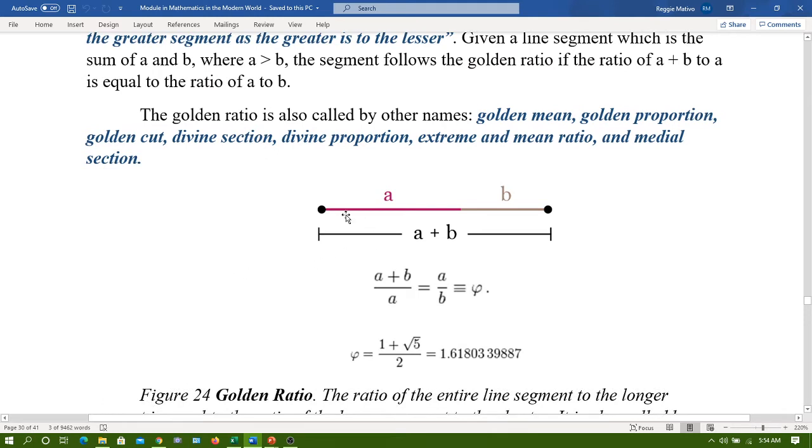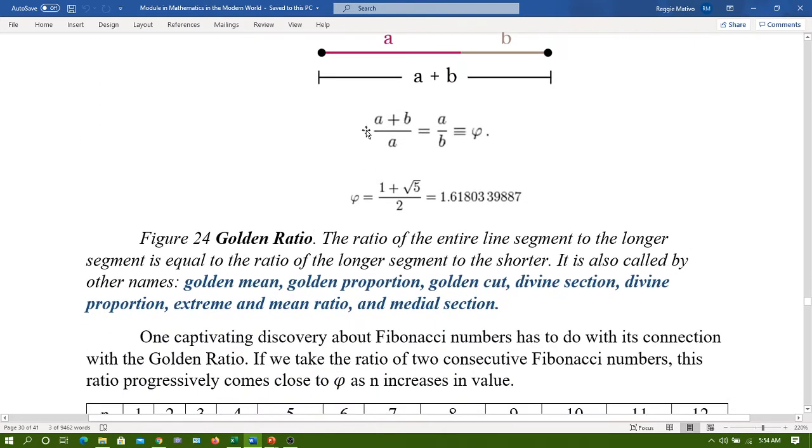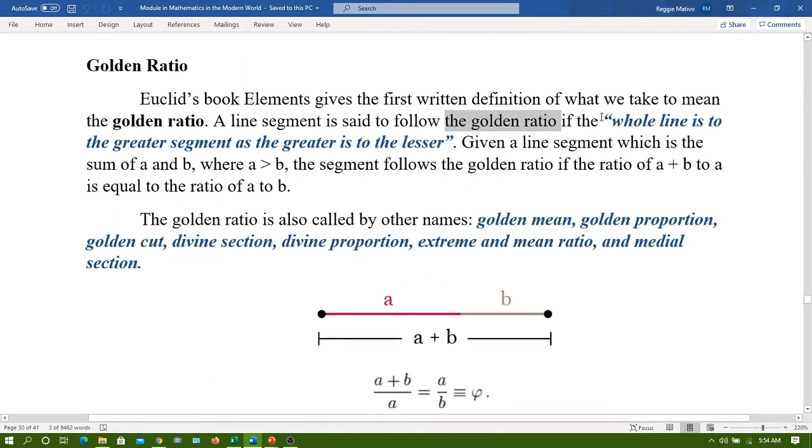So notice this is how we solve the golden ratio. We show the golden ratio. Okay, in this figure 24, the golden ratio. The ratio of the entire line segment to the longer segment is equal to the ratio of the longer segment to the shorter. That's what it means with the statement here. The whole line is to the greater segment as the greater is to the lesser.